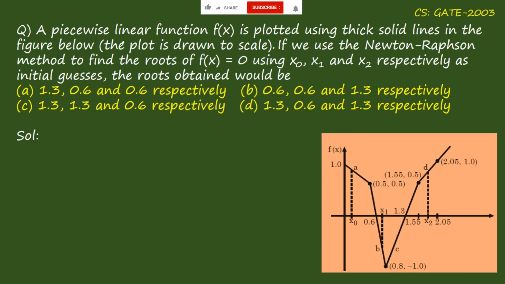The question is, a piecewise linear function f of x is plotted using thick solid lines in the figure below. The plot is drawn to scale. If we use a Newton-Raphson method to find the roots of f of x is equal to 0 using x0, x1, x2 respectively as initial guesses, the roots obtained would be... Okay, first understand the question properly. Given the linear function f of x, you have to use the Newton-Raphson method and find the roots such that f of x is equal to 0. And we have to find the roots for x0, x1 and x2, right?